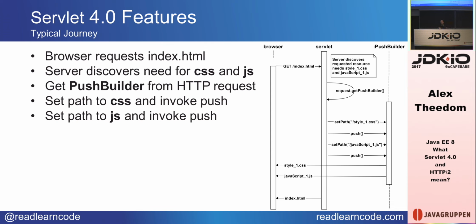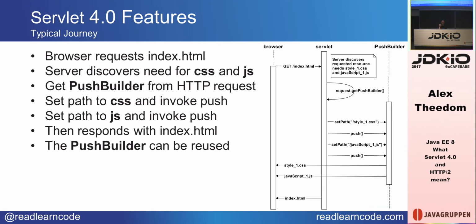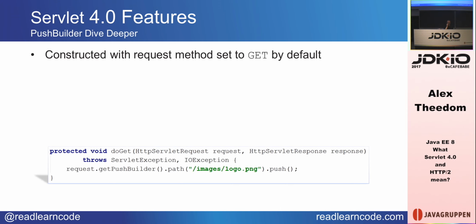Again, you do the same thing with the JS file that you've discovered you need, and that is pushed. And then it responds with the index HTML file, or whatever the response happens to be. I'm just keeping it simple here. Again, like I said, the push builder is an object that can be reused. You don't need to create a new instance. So you got one instance from the request, from the HTTP request object, and you can continually reuse it.